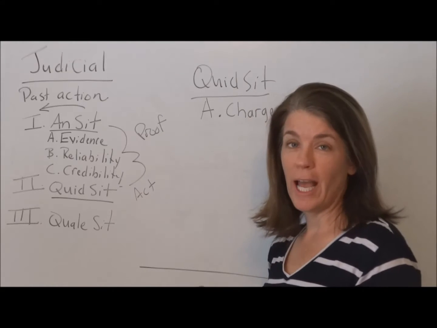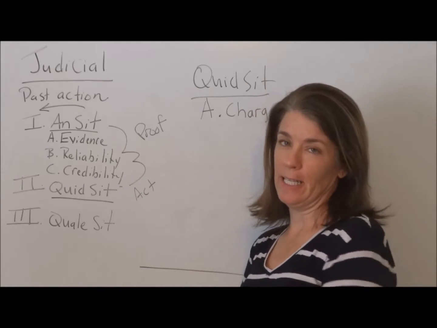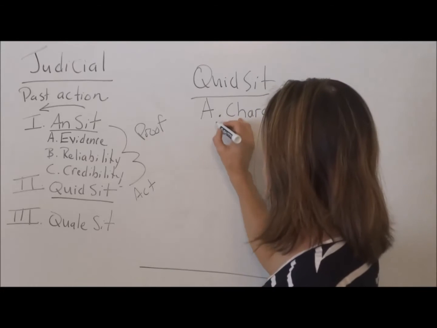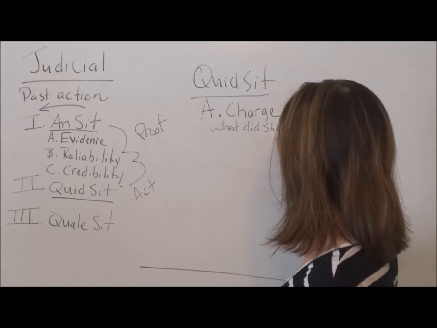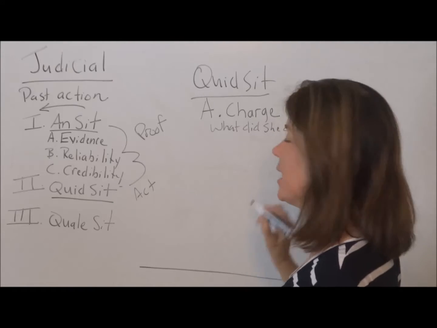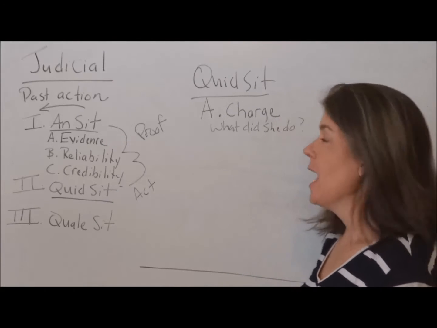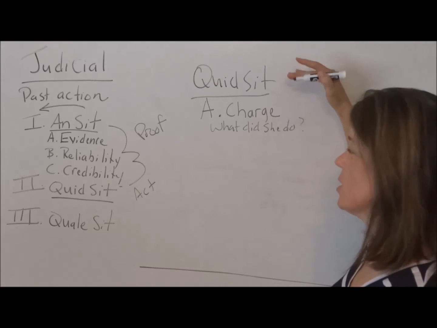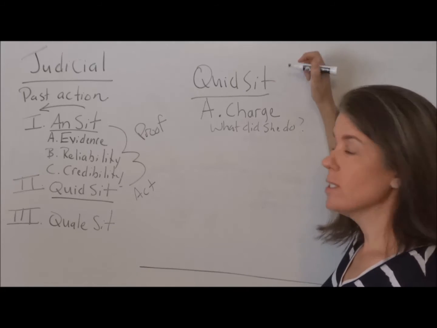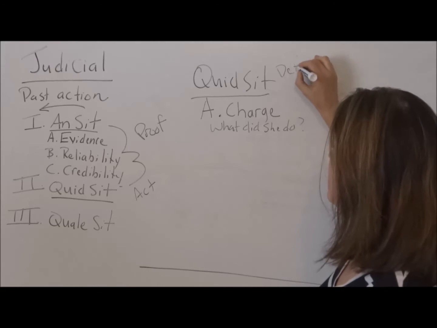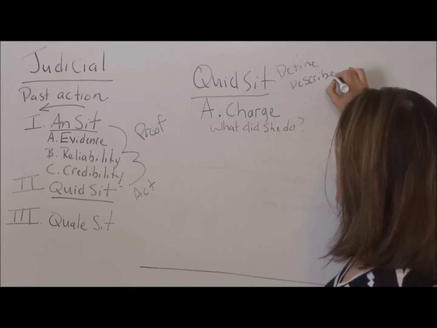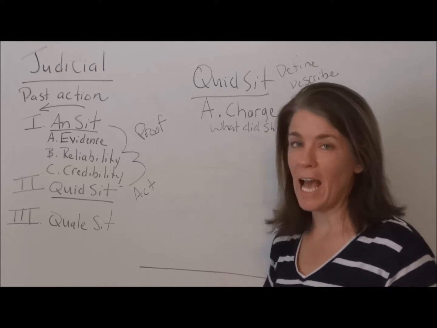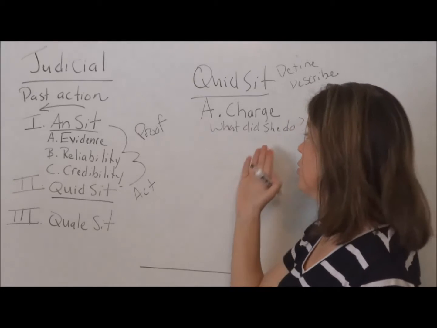And the question we're going to ask is, what specifically did the defendant do? What did she do? What exactly is she being accused of? And so the key words that I like to put with Quid Sit are the words define and describe. So here you're going to define what is the actual charge, and then you're going to describe it.